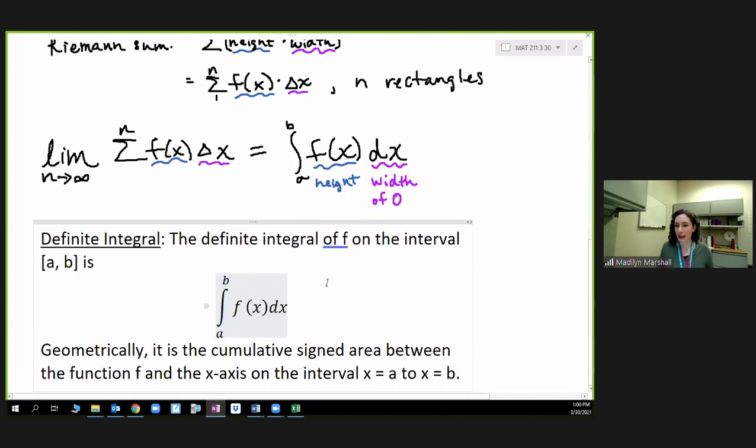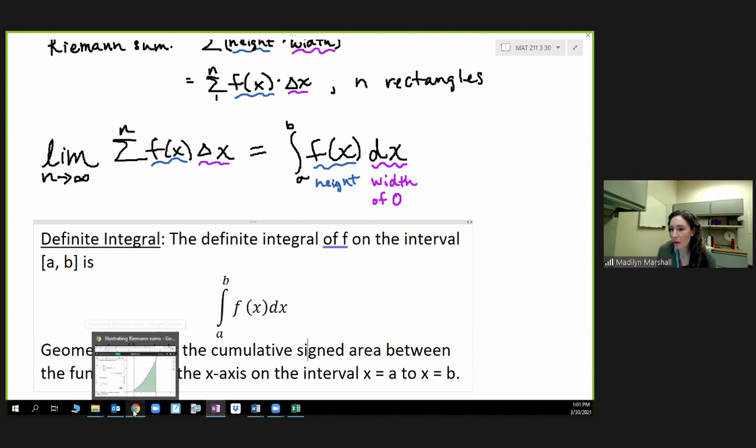So the second part of this is that geometrically, the definite integral is the cumulative signed area between the function f and the x-axis on the interval A to B. We're going to look at some examples of what the cumulative signed part means. But basically, if we have a curve and we look at the area between the curve and the x-axis with whatever endpoints we have, that is what the definite integral tells us. It's telling us that whole area underneath the curve or between the curve and the x-axis.